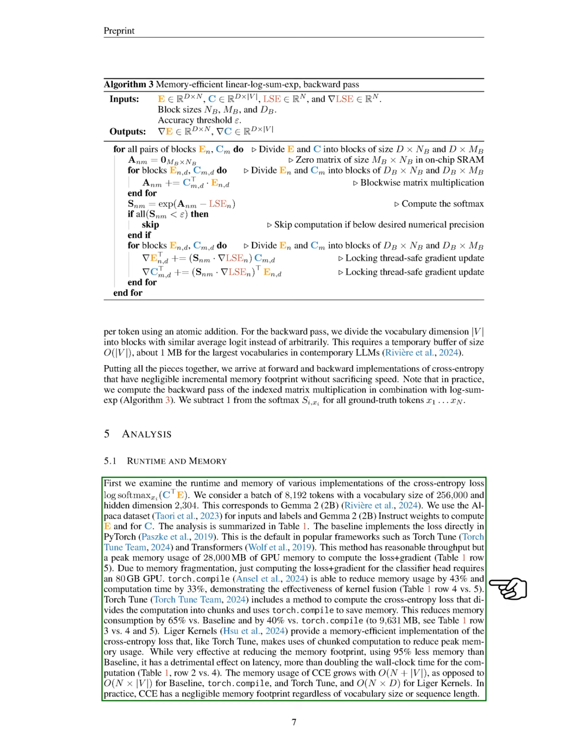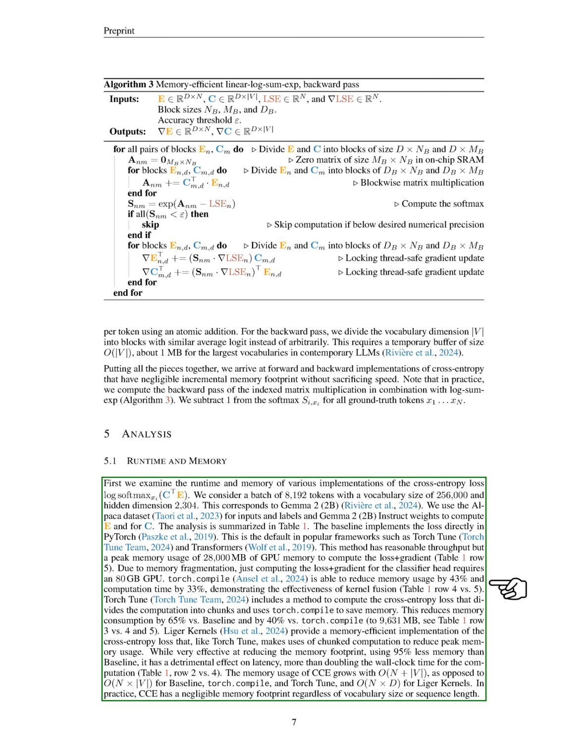The baseline method, which directly implements the loss in PyTorch, shows reasonable throughput but peaks at 28,000 megabytes of GPU memory for calculating the loss and gradient. Due to memory fragmentation, we find that computing the loss and gradient for the classifier head requires an 80 GB GPU. We observe that using torch.compile reduces memory usage by 43% and computation time by 33%, highlighting the benefits of kernel fusion. TorchTune also offers a method that breaks the computation into chunks and employs torch.compile, leading to a 65% reduction in memory compared to the baseline and a 40% reduction compared to torch.compile.